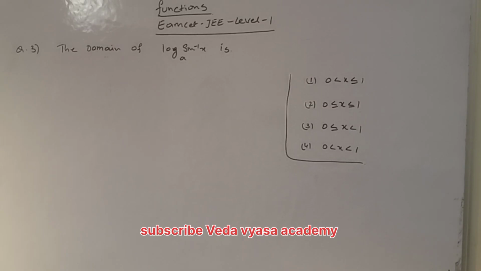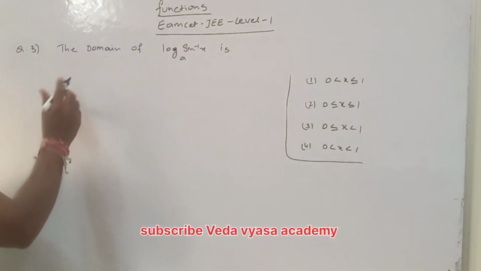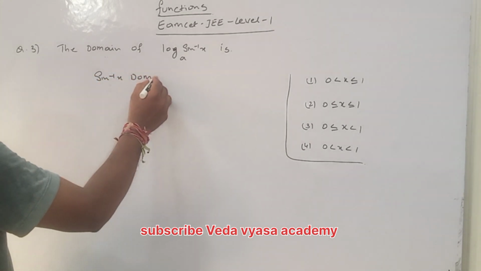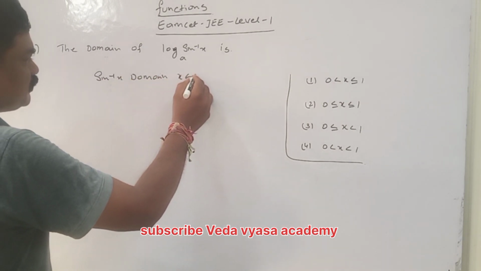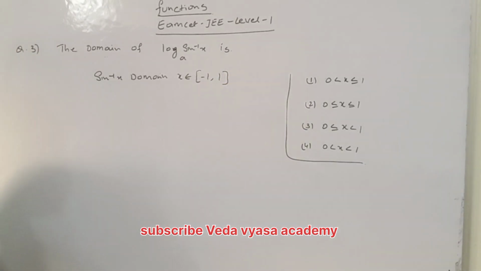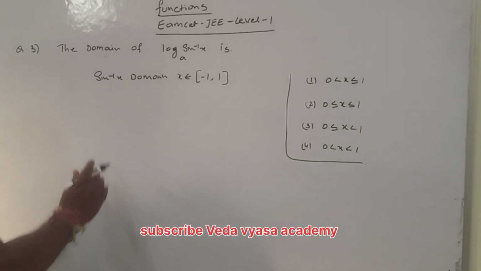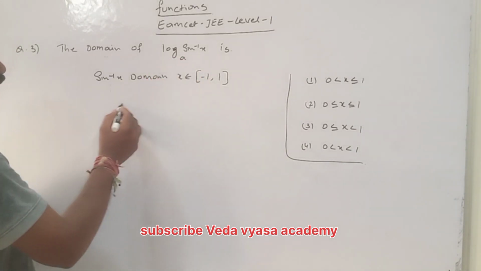Here viewers, we have the problem: the domain of log of sin inverse of x to base a. Generally, for sin inverse x, the domain is x belongs to the closed interval minus 1 comma 1. Here log of sin inverse x is there. So here, log of negative numbers is not defined.